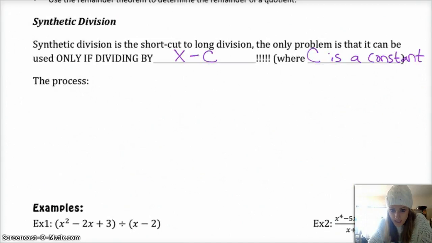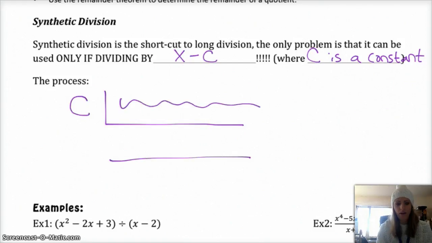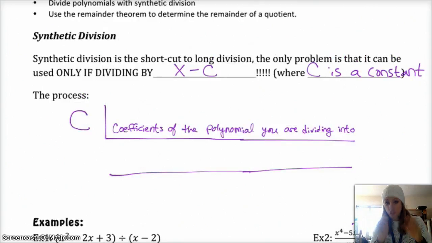Okay, so here's the process. You make an upside-down division sign, like the thing that you normally use to divide, but flipped. And then the number c: remember x minus c, so if it's x plus 2, c is -2. So you put c out here, and you draw another line there. And then in the top part, you're going to put all of the coefficients of the polynomial that you're dividing, the polynomial you're dividing into. Okay, so the purple is your setup.